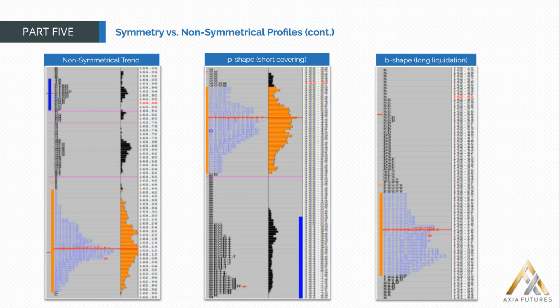It's so important you focus on and understand these three basic non-symmetrical shapes, because we're going to talk a lot about these shapes as well as develop unique strategies around these shapes going forward.